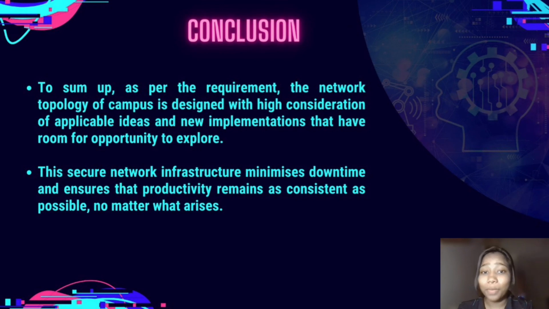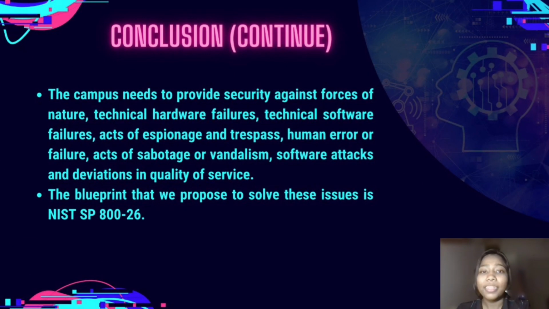Conclusion. To sum up, as per the requirement, the network topology of the campus is designed with high consideration of applicable ideas and new implementations that have room for opportunity to explore. This secure network infrastructure minimizes downtime and ensures that productivity remains as consistent as possible no matter what arises. The campus needs to provide security against forces of nature, technical hardware failures, technical software failures, acts of espionage and trespass, human error or failure, acts of sabotage or vandalism, software attacks and deviations in quality of service.